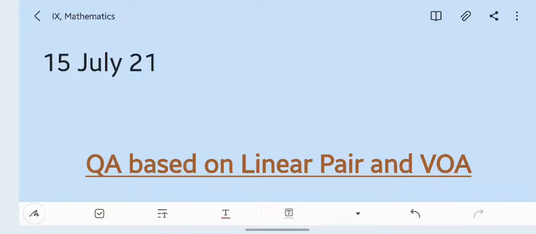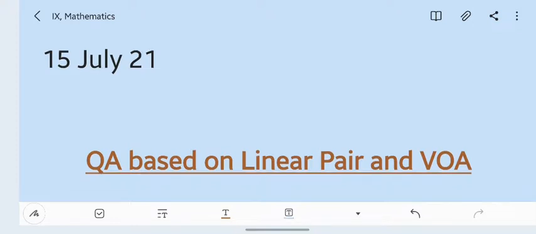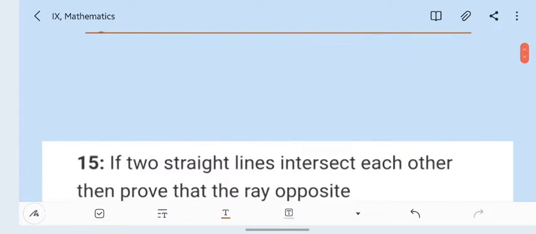Morning, students. So far we have learned about theorems based on linear pair as well as vertically opposite angles. So today we'll see a few questions based on that from exercise number 7B, R.S. Agarwal, question number 15 and 16.